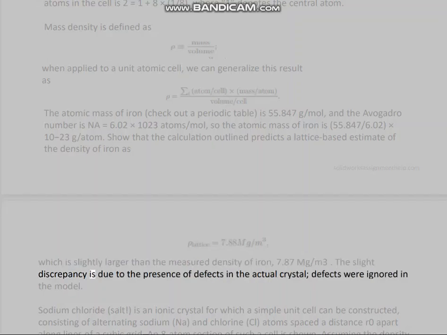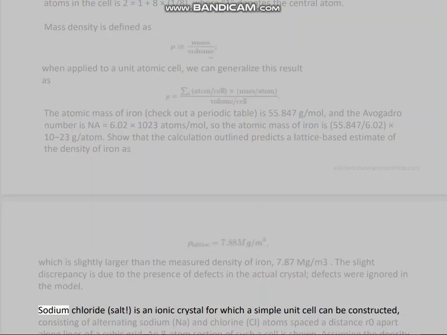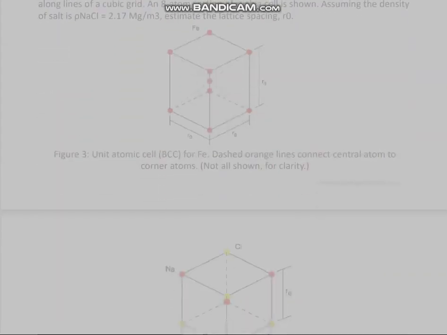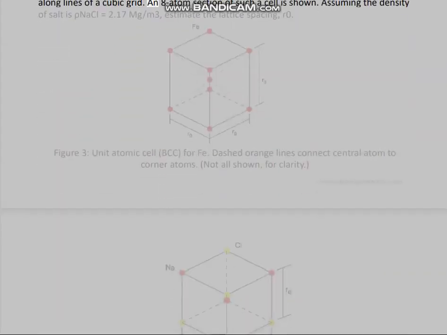The slight discrepancy is due to the presence of defects in the actual crystal. Defects were ignored in the model. Sodium chloride, salt, is an ionic crystal for which a simple unit cell can be constructed, consisting of alternating sodium, Na, and chlorine, Cl, atoms spaced a distance R0 apart along lines of a cubic grid. An 8-atom section of such a cell is shown. Assuming the density of salt, NaCl, equals 2.17 megagrams per cubic meter, estimate the lattice spacing, R0.